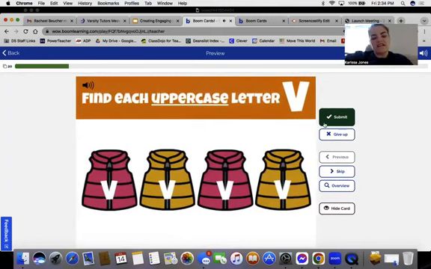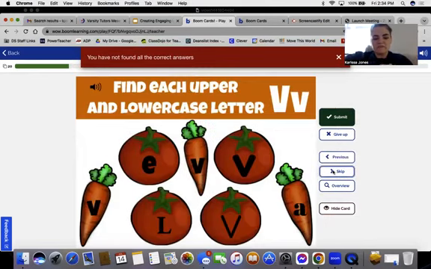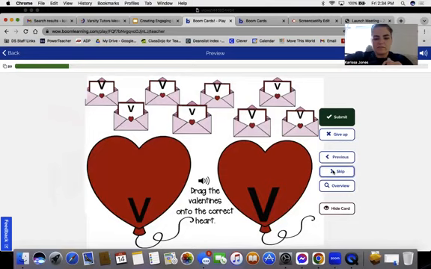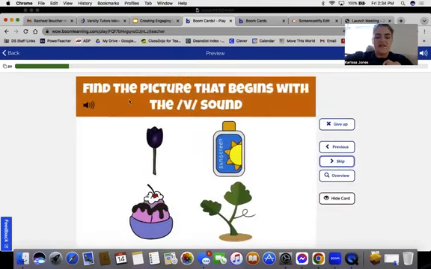And then they're going to find each. Oh, oops, here, we'll skip it. It'll tell me whoops if I got the wrong answer, but we're just going to skip it. And then eventually you can sort, and eventually you're going to get to find the picture that begins with the sound. It's important that you look at this entire thing before they play it to make sure that there are no discrepancies or a picture that they might not know what it is. So I like to go through this before they do it on their own.